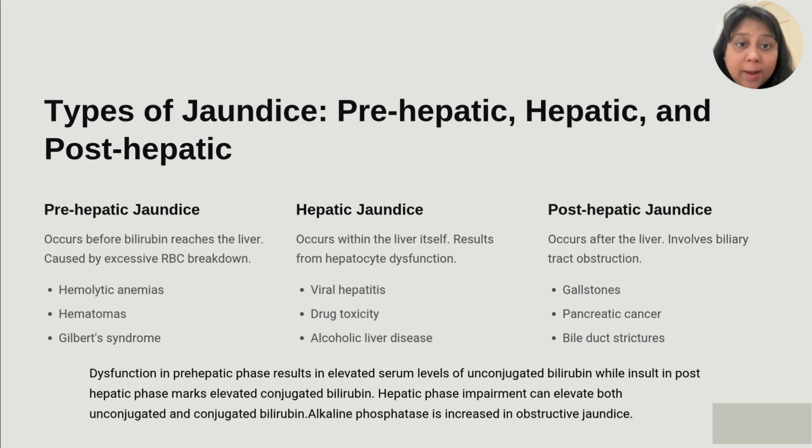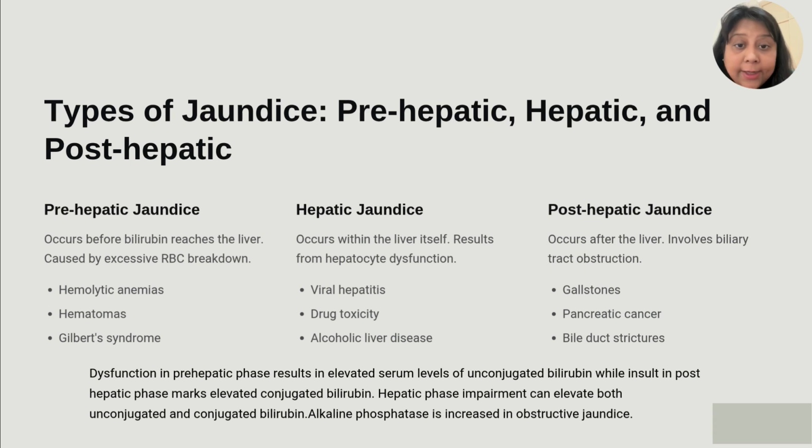Types of jaundice: prehepatic, hepatic, and posthepatic jaundice. The prehepatic jaundice occurs before bilirubin reaches the liver and is caused by excessive RBC breakdown, as seen in hemolytic anemias, certain hematomas, or Gilbert syndrome. It is an unconjugated type of hyperbilirubinemia in cases of prehepatic jaundice.